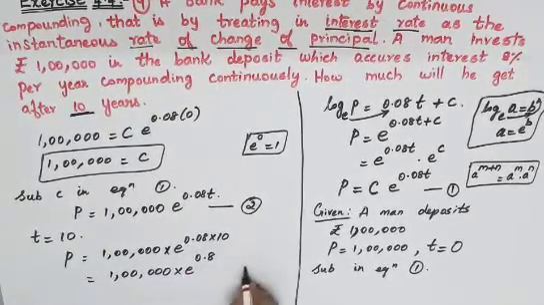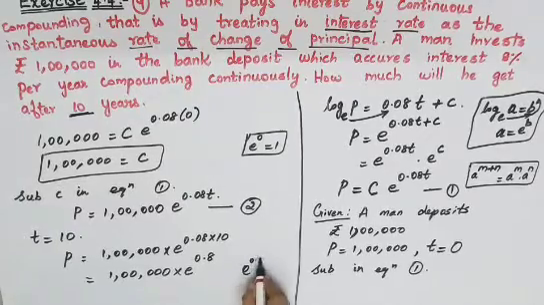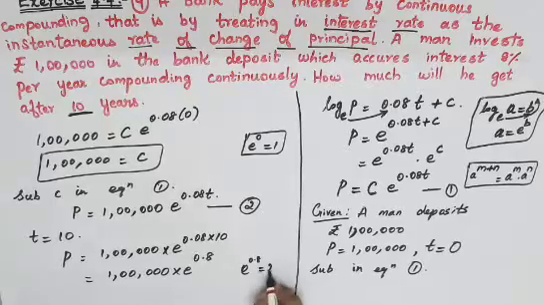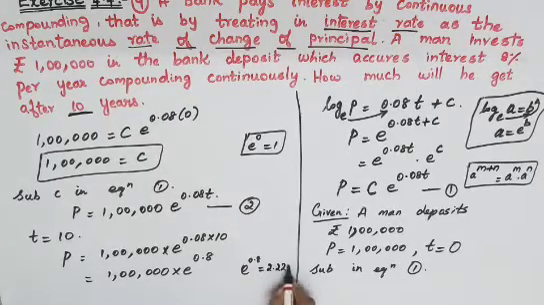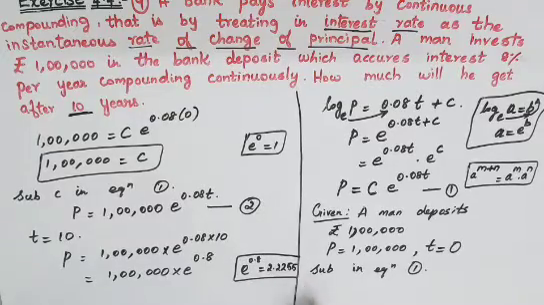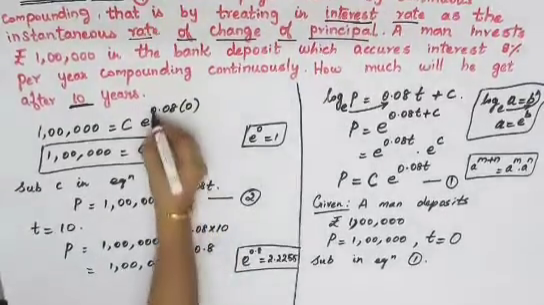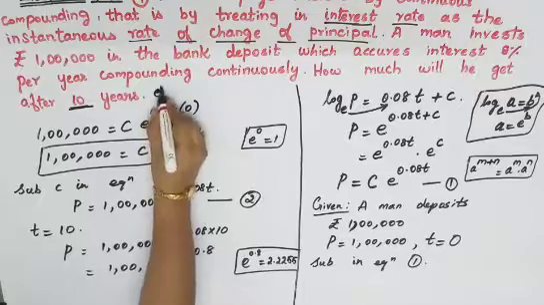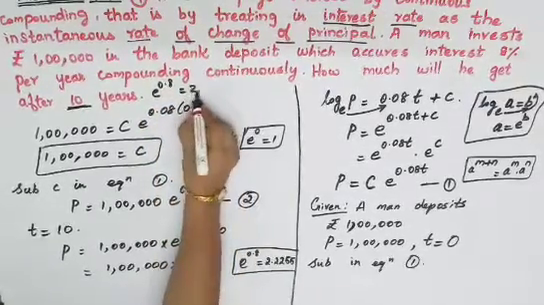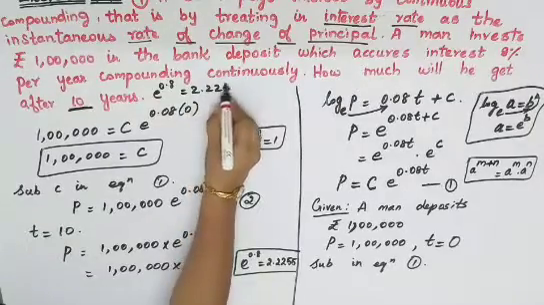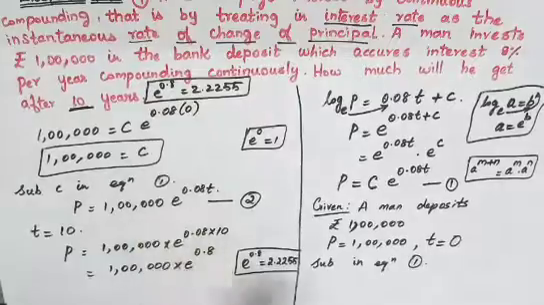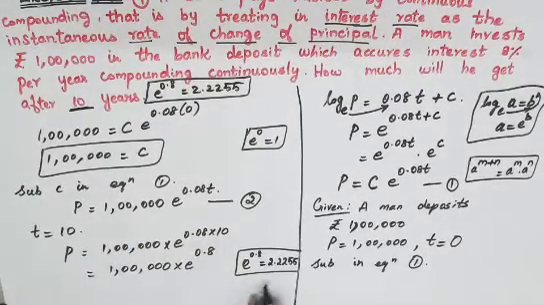So this e power 0.8 value they should have given in your book. If it is not given, I'll just write it here, 2.2255. So this value they should have given, but they have not given. If you want, in the question itself you can write it here, e power 0.8 is equal to 2.2255. So this value normally they would have given in the question. Okay, here it is not there. So we can just substitute this value.